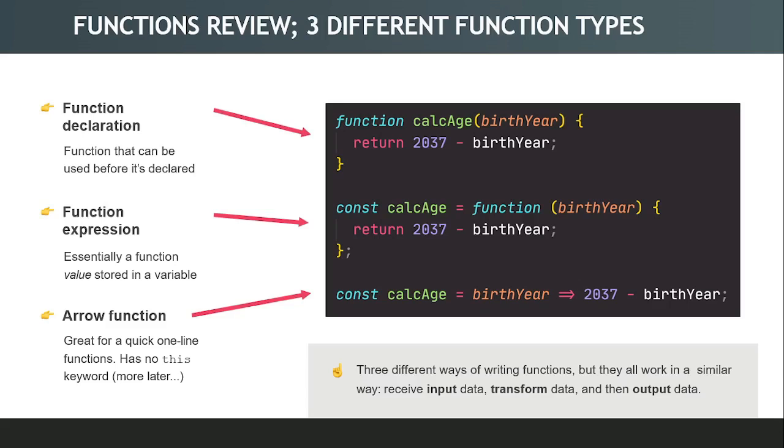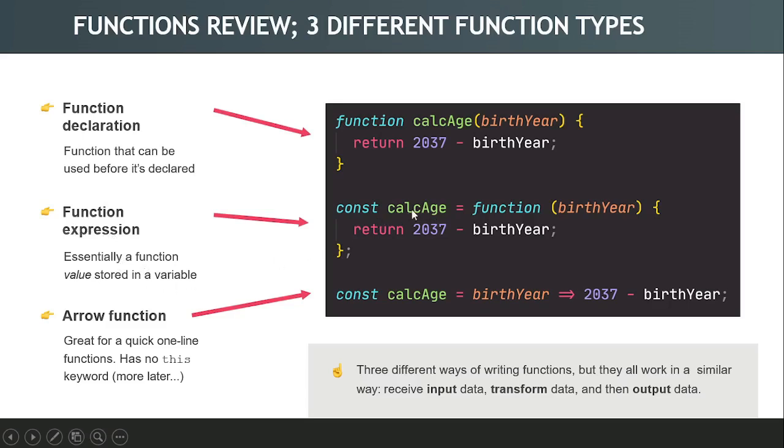Okay, so with that, we have seen three types of functions. And in summary, we have function declaration that can be used before it is declared, and we talked about that one. So for instance, function calcAge, which takes in birthYear, it would return 2037 minus the birth year. Okay, if we are in 2037 anyways.